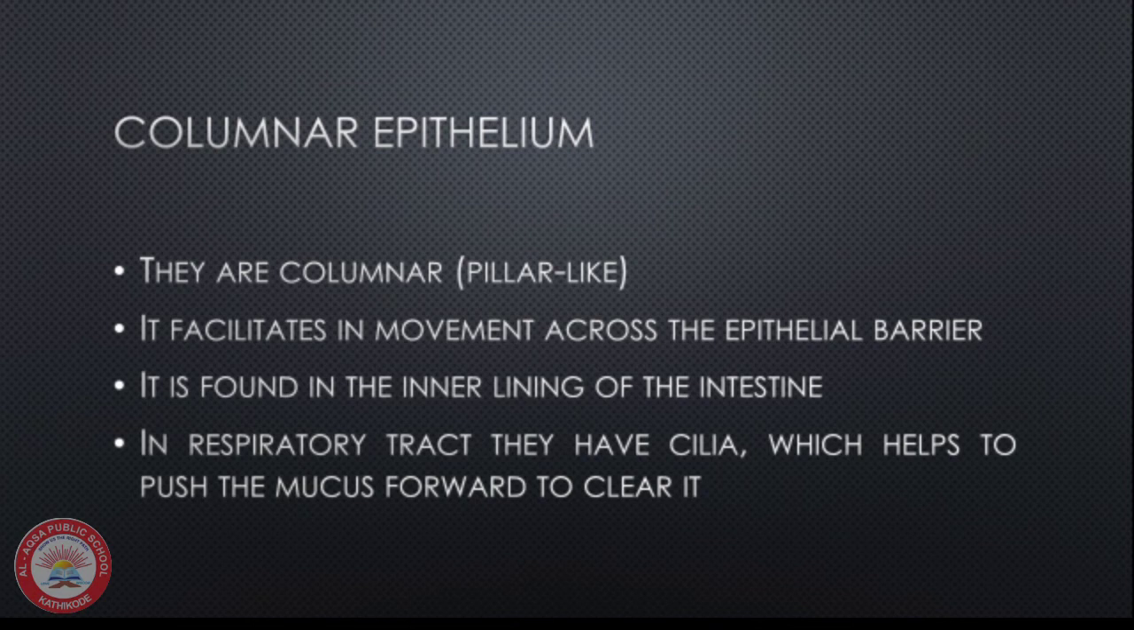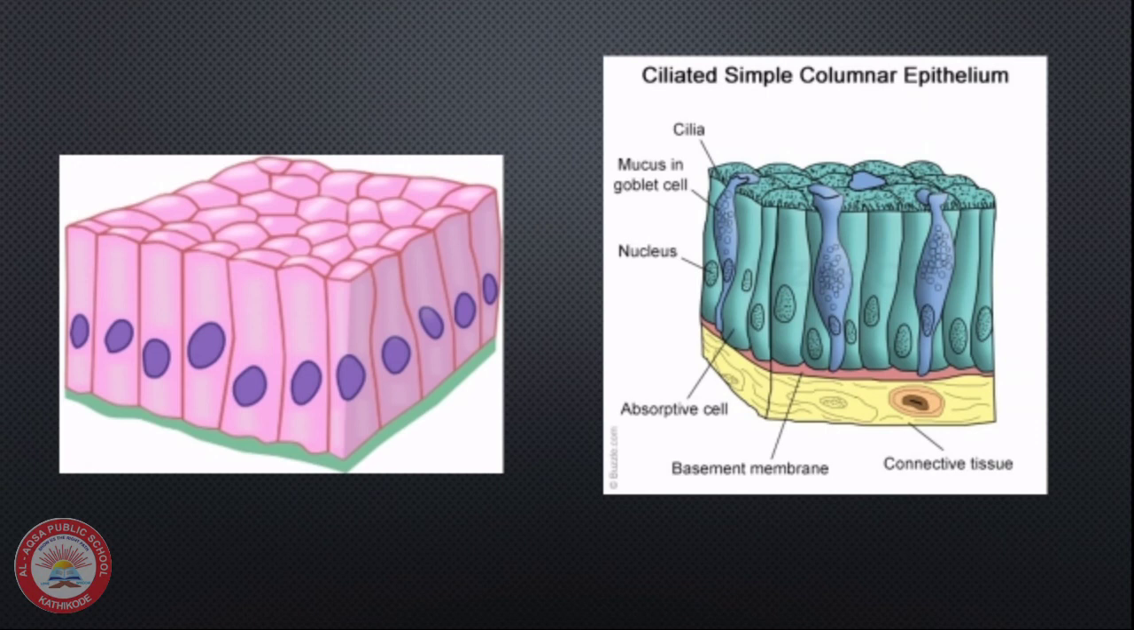Columnar epithelium. It is columnar in shape, that is pillar-like. It is tall. It facilitates movement across the epithelial barrier, which means it helps in movement of substances across the epithelium. It is found in the inner lining of the intestine. In the respiratory tract, these columnar epithelium have cilia. Cilia are hair-like structures which can move, and thus it helps to push the mucus present in the tract.